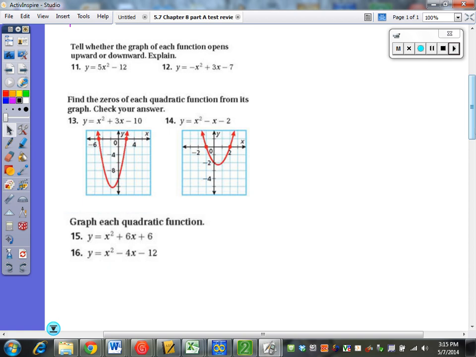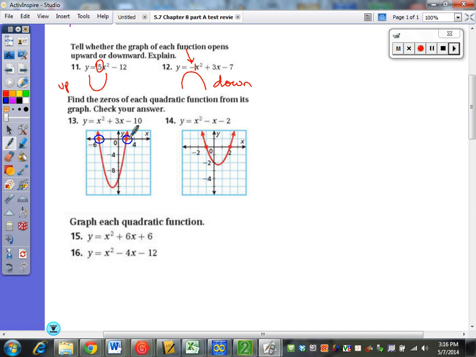So moving on, that kind of addresses the next questions, whether or not they open up or down. Here we have the leading coefficient, that's the coefficient in front of the highest exponent. If that is positive, then it will open up. Okay? If that leading coefficient, in this case, is -1, if that's negative, then it will open down. To find the zeros of a function, we're simply finding where this graph crosses the x-axis.